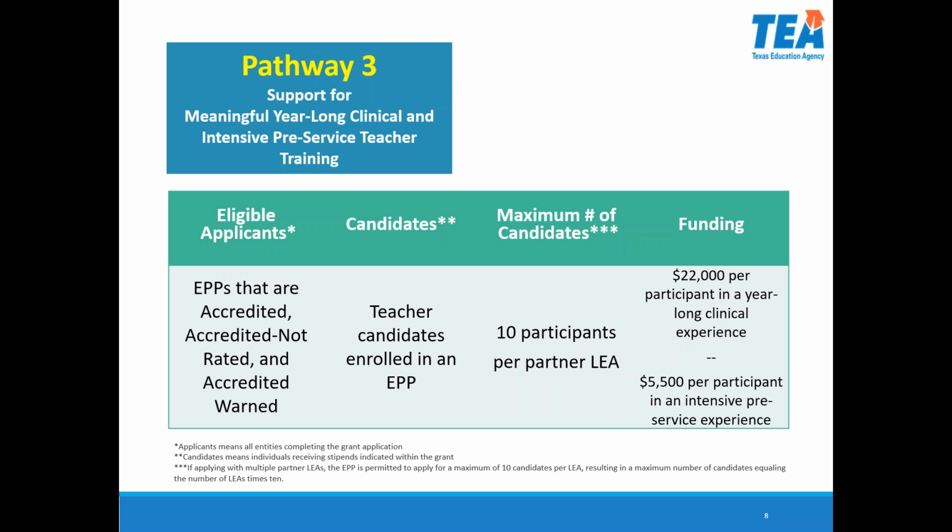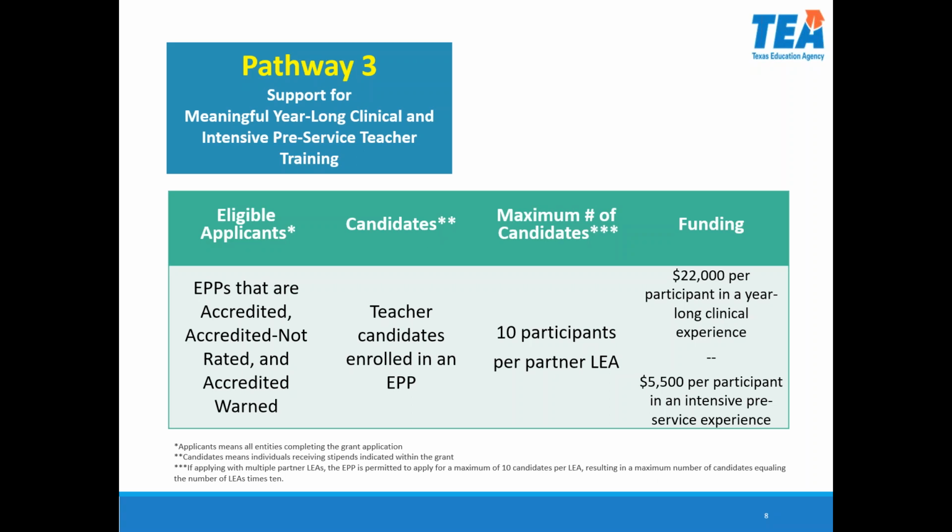Alternatively, Pathway 3 offers a stipend of $5,000 per teacher candidate to complete an intensive pre-service program, with an additional $500 per candidate for administrative costs. Therefore, $5,500 is allocated. In Cycle 3, an EPP applicant may apply for a combination of Pathway 3 candidates and does not have to select one of the two models. The maximum number of participants for this pathway is 10 per partner LEA. Eligible applicants include only EPPs with certain accreditation designations.